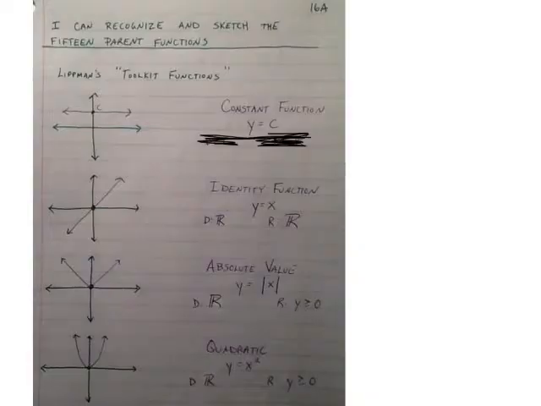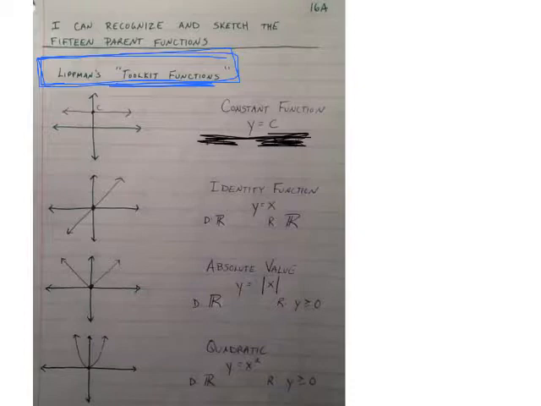I've split the 15 parent functions into two categories. The first category is Lippmann's toolkit functions. These are commonly referred to by our textbook authors, Lippmann and Rasmussen, as toolkit functions. There are 9 of those, and then I'll cover the other 6 after that. We have the first function, the constant function, which is just a horizontal line at a value of c, and the equation is y equals c.